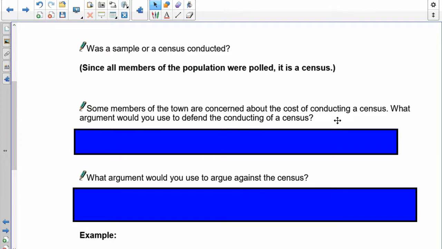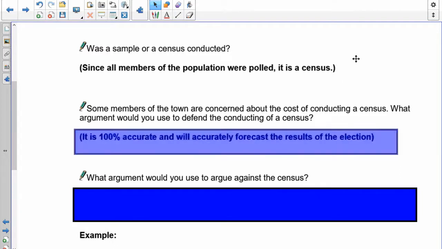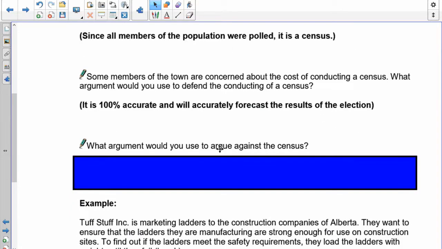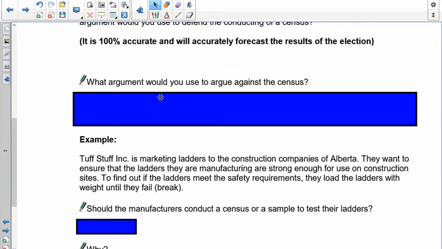Okay, the biggest advantage of a census is always accuracy. If you ask everybody, then you get 100% accuracy. There's no worries about your sample representing your population. Now, I want you to do the reverse. What argument would you use against using the census? So pause the recording and tell me that.